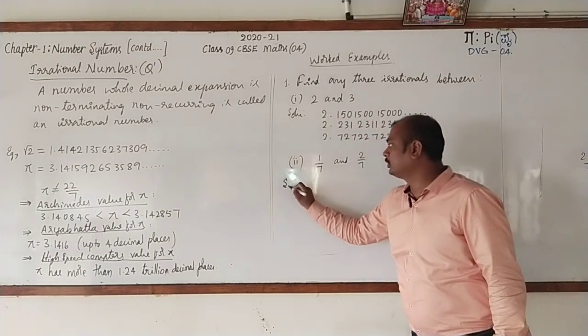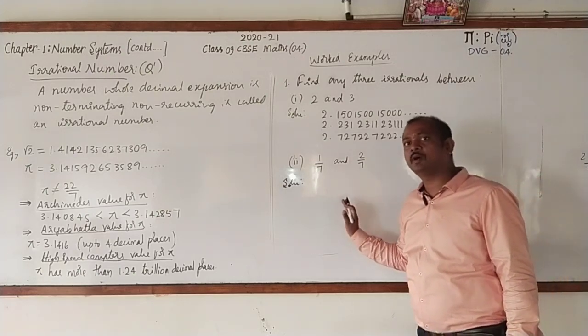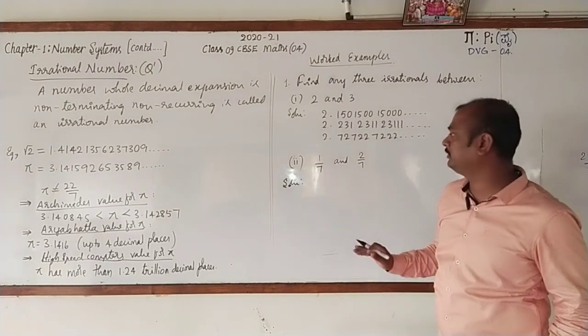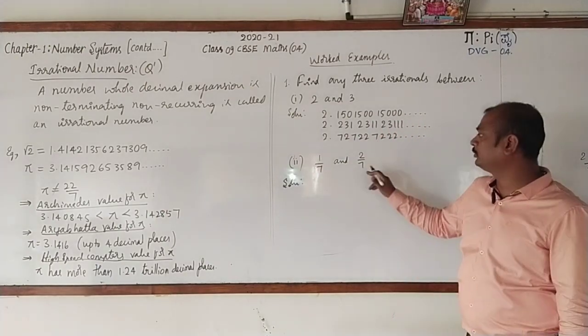Now let us move on to another example. Don't copy, just keep observing. Afterwards you can copy by pausing the video. Now 1 by 7 and 2 by 7.